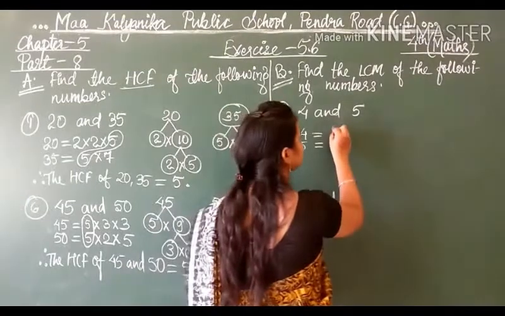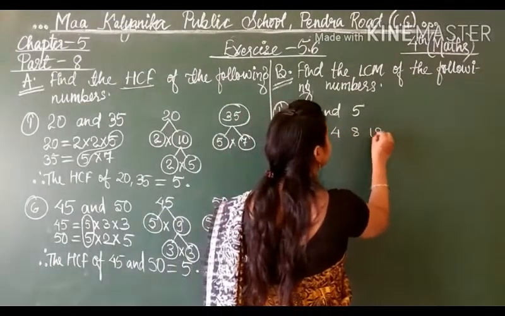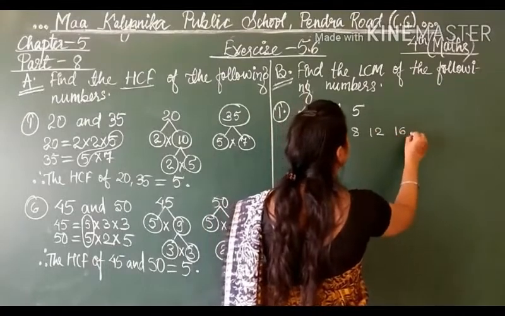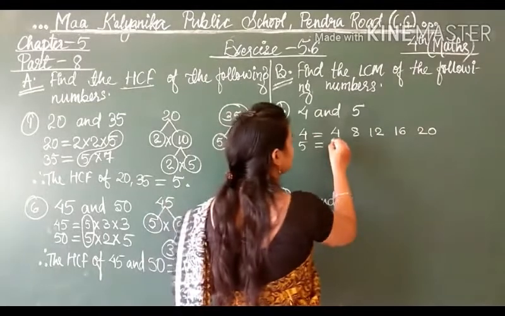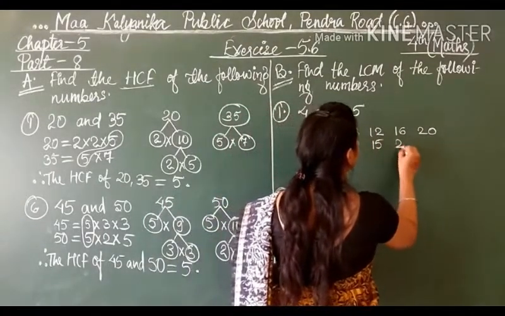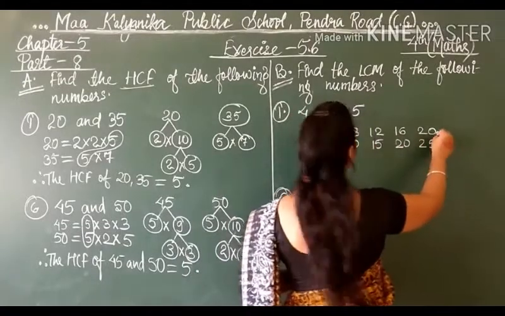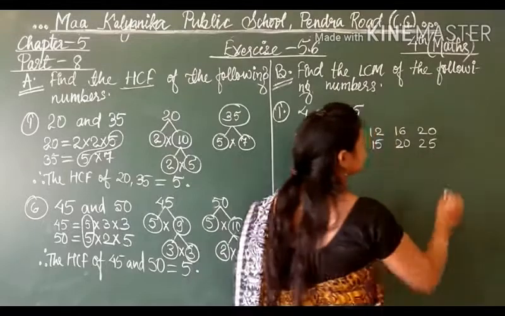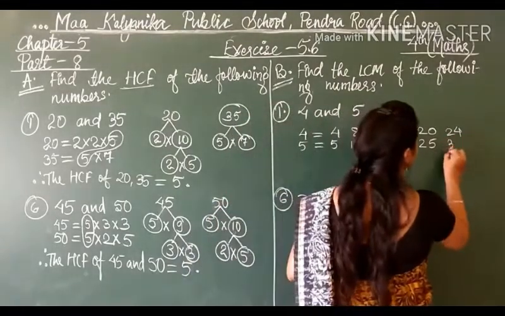So multiples of 4 will be 4 1s are 4, 4 2s are 8, 4 3s are 12, 4 4s are 16, 4 5s are 20. Up to this I had written. Okay. Now here 5 1s are 5, 5 2s are 10, 5 3s are 15, 5 4s are 20, 5 5s are 25, and here more I can write 4 6s are 24, and here 5 6s are 30.